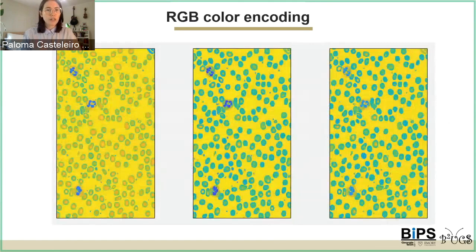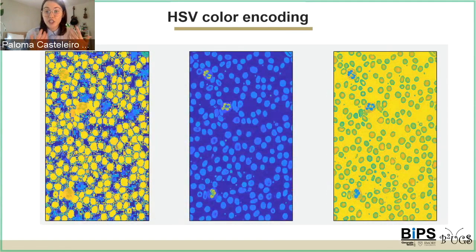The color encoding that we chose for right now is RGB. The channels from left to right are red, green, and blue. And this is what those channels look like. You can already tell that, for example, with the green channel, you can really separate the cells versus the background. And you don't really need the other channels that much. What if we looked at the same image in a different color encoding method? What if we looked at HSV?